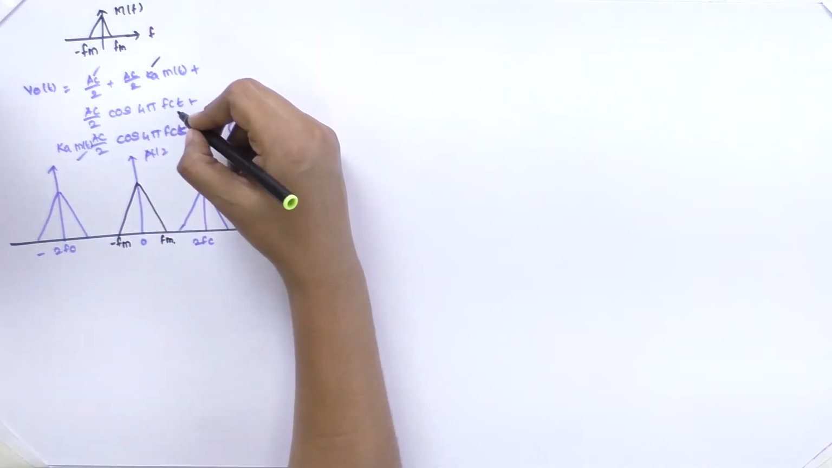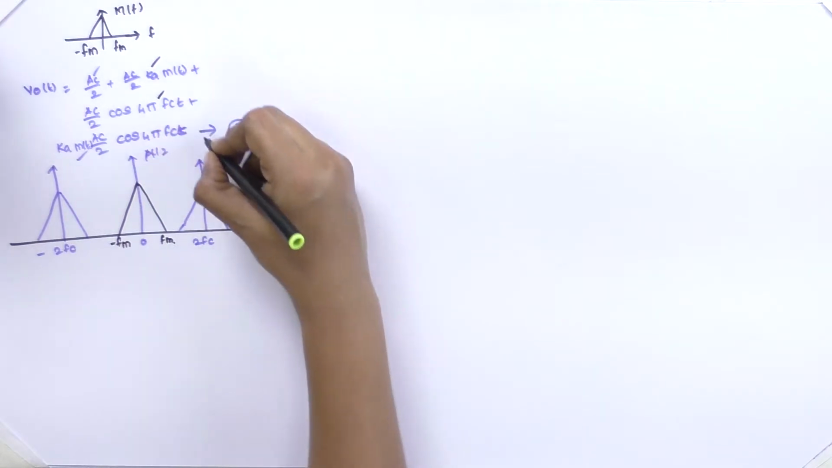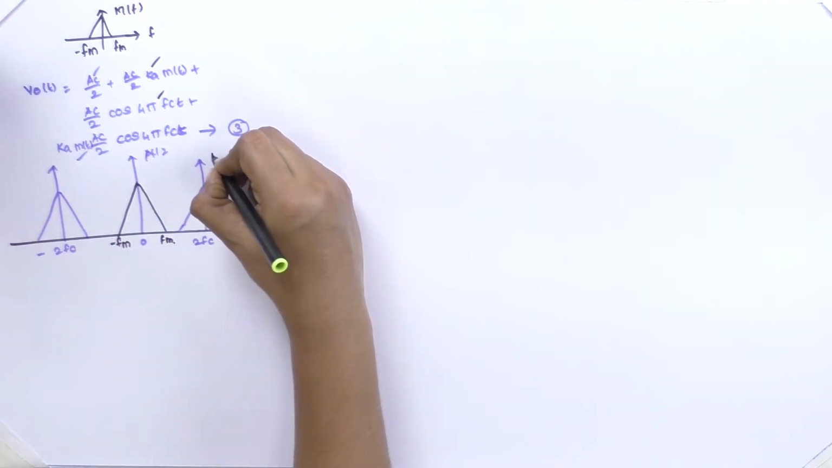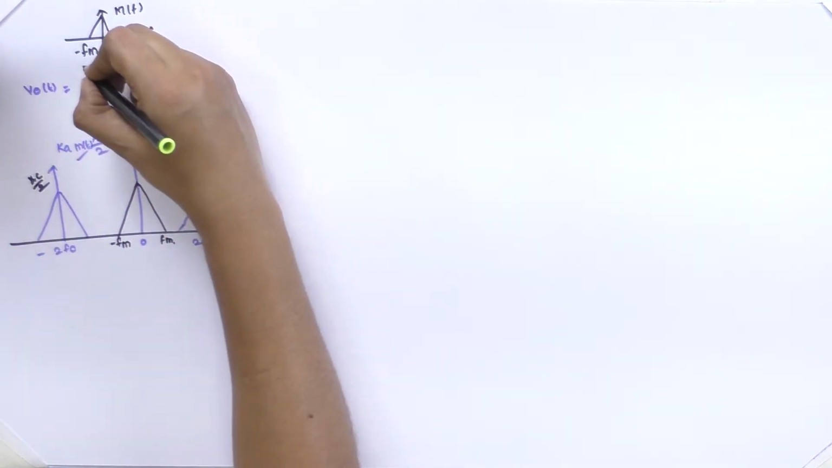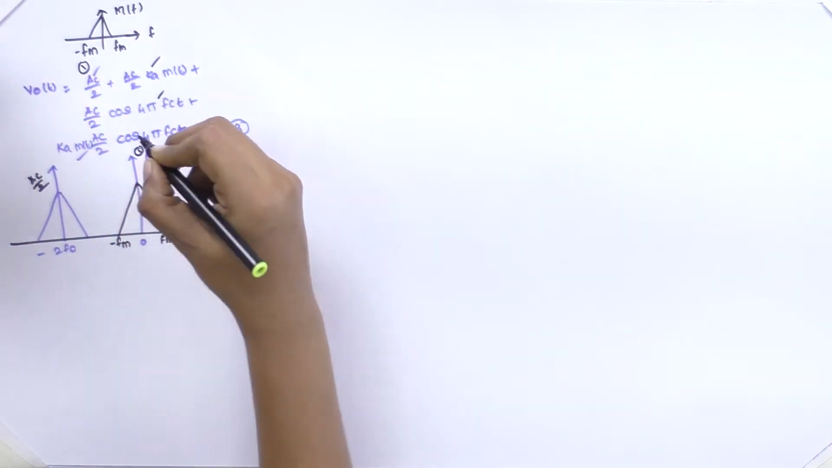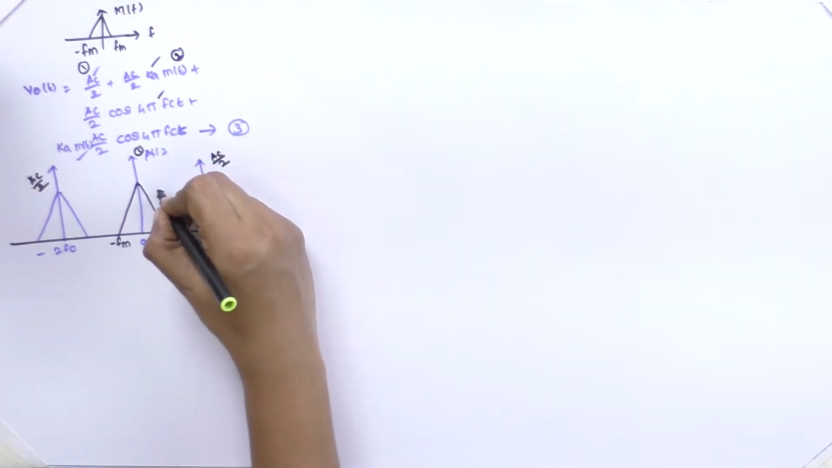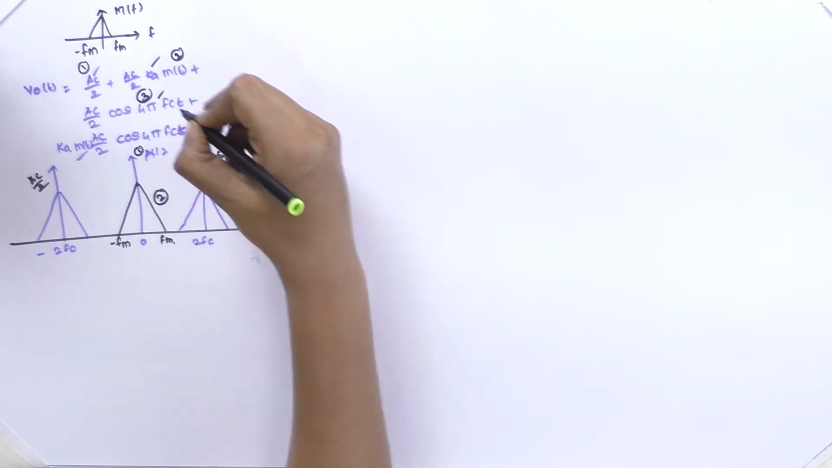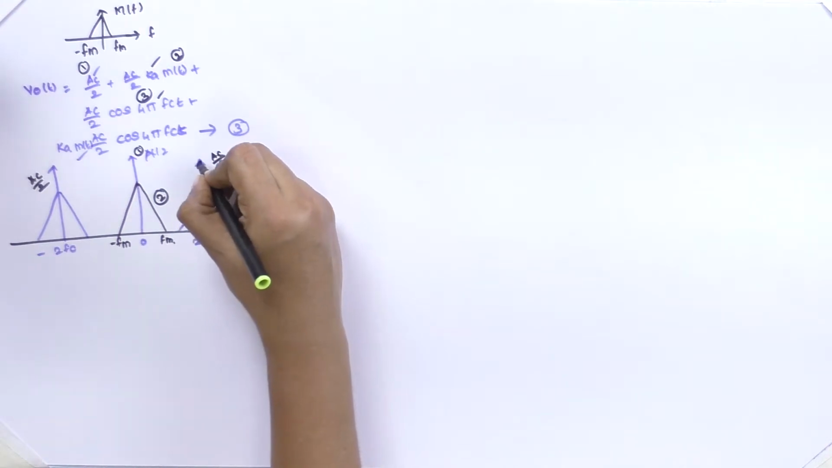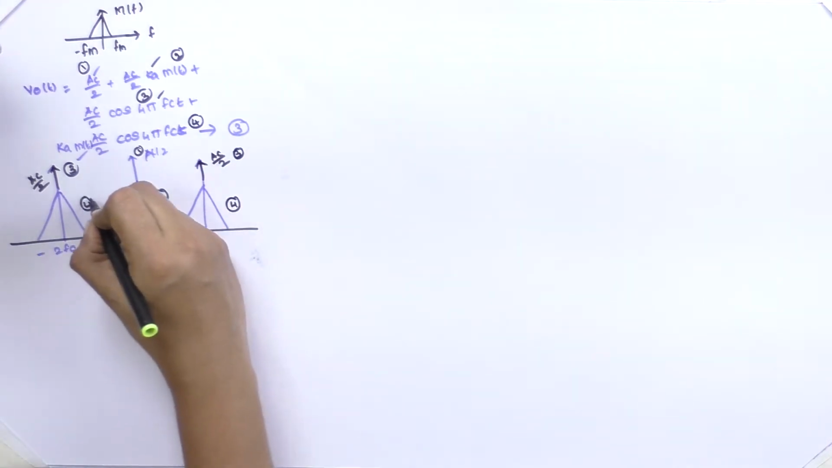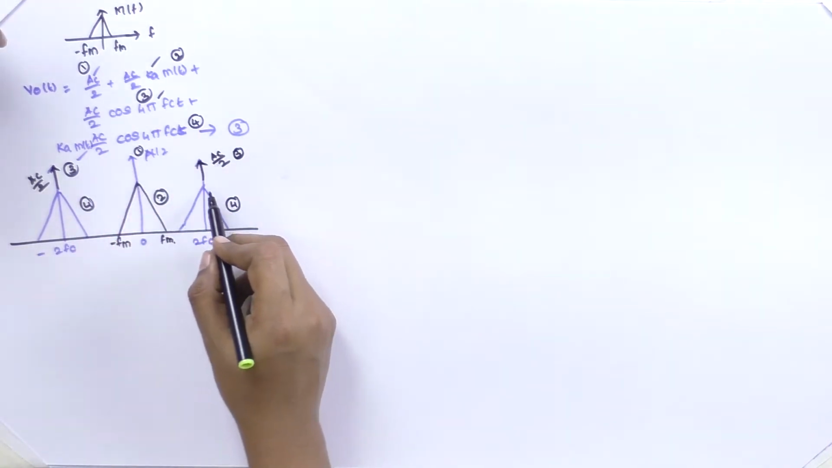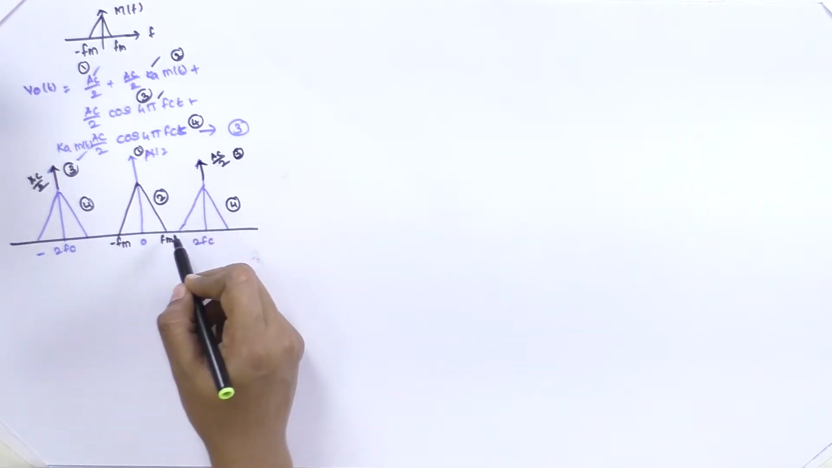And this is our cos 4 pi fct term, delta of f minus fc, AC by 2, and here we have AC by 2. If we name it as number 1, this is our first one, and second. So, this is our second term, this is our third. These two represent the third, and this is our fourth: m of t cos 4 pi fct, with delta of f minus 2 fc and then delta of f plus 2 fc.